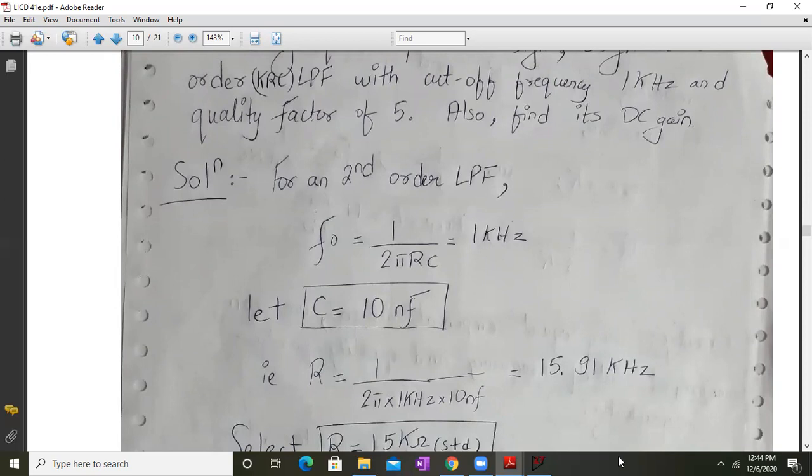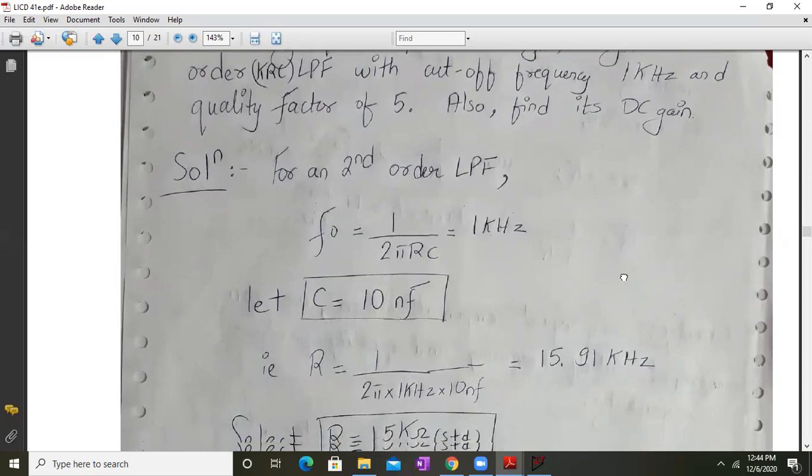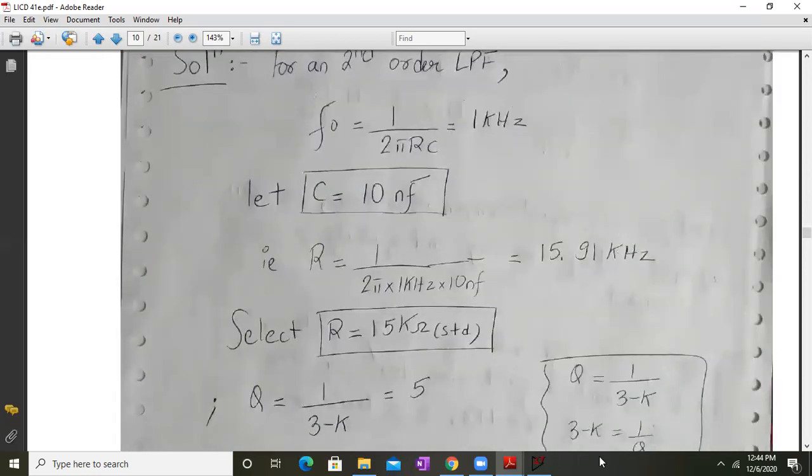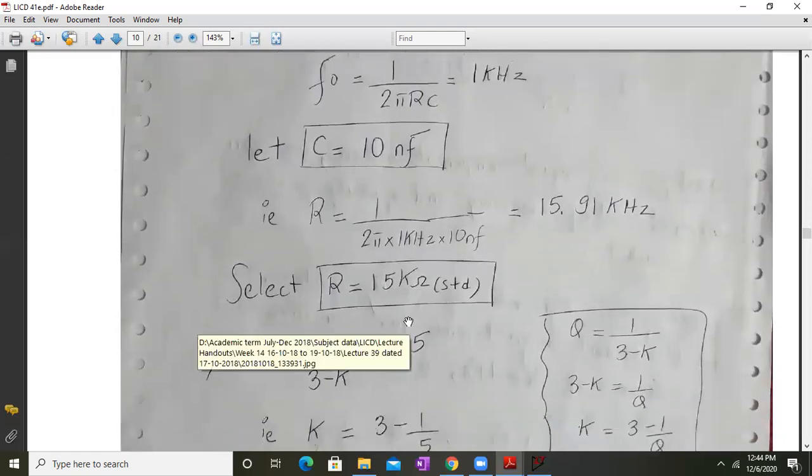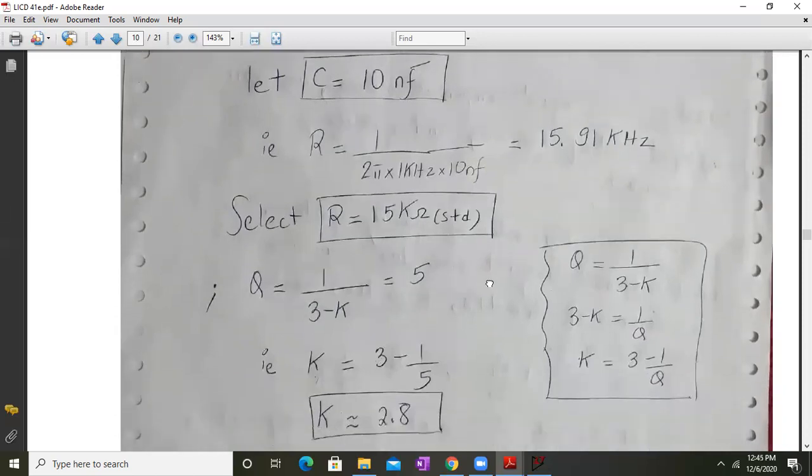Hence, the formula for cutoff frequency will be 1 upon 2 pi RC, which is 1 kilohertz. So we select the value of C as 10 nanofarad. The value of R will be 15.91 kilo ohms. Actually, here I have written a mistake, it is kilo ohms. So we select the standard value of 15 kilo ohms over here.